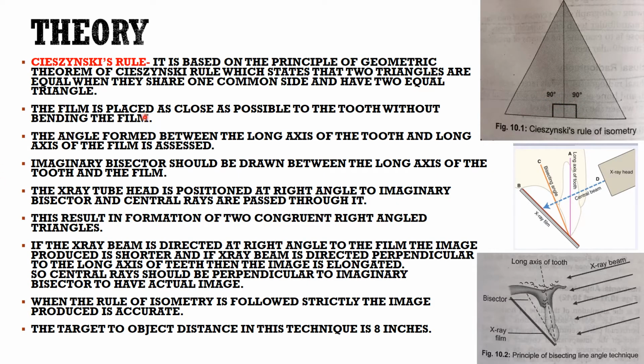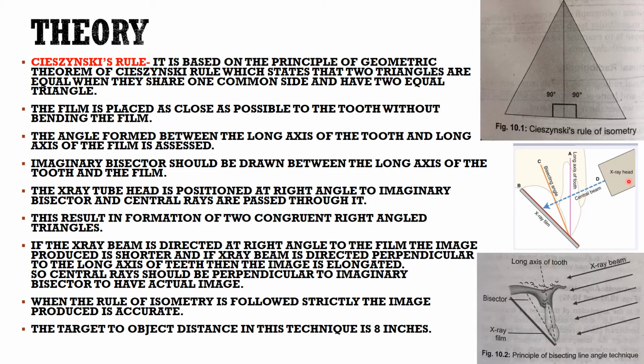In this technique, the film is placed as close as possible to the tooth without bending the film. Then the angle which is formed between the long axis of the tooth and the long axis of the film is assessed. So this is the long axis of the tooth and this is the long axis of the film. Then an imaginary bisector should be drawn between the long axis of the tooth and the film. This is the imaginary bisecting line which is drawn. Now you can see there are these three lines.